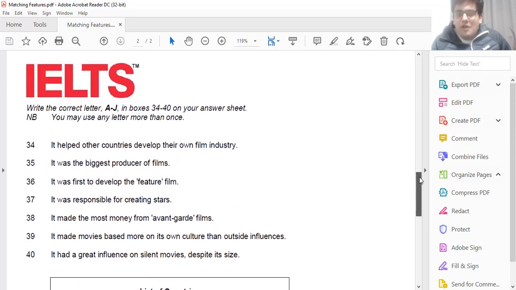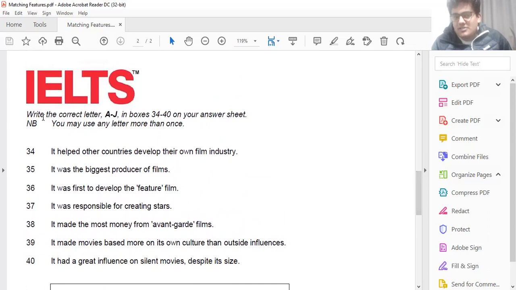Now, I always say when it comes to the checklist we had discussed in the previous class, it's very important for us to focus on the instructions. Now, what are the instructions over here? Write the correct letter A to J in boxes 34 to 40 on your answer sheet. So whatever answer you write in the answer space, it must take the form of a letter from A all the way to J. A, B, C, D, E, F, G, H, I, J. These are your different possible options based on your current understanding and interpretation of the matter.